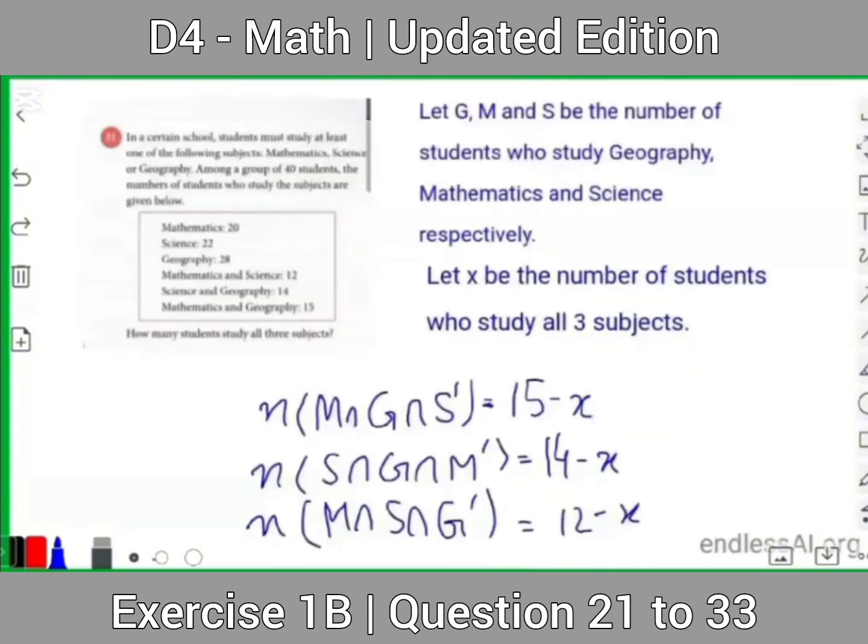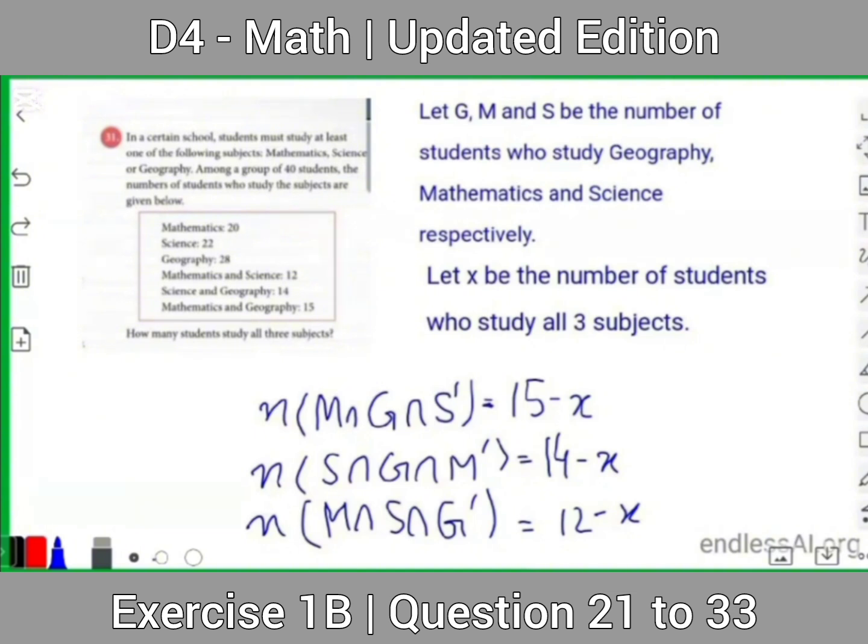Now in question 31 we have: in a certain school, students must study at least one of the following subjects: mathematics, science, or geography. Among a group of 40 students, the number of students who study the subjects are given below. Mathematics 20, science 22, geography 28. Mathematics and science 12, science and geography 14, mathematics and geography 15. How many students study all three subjects?